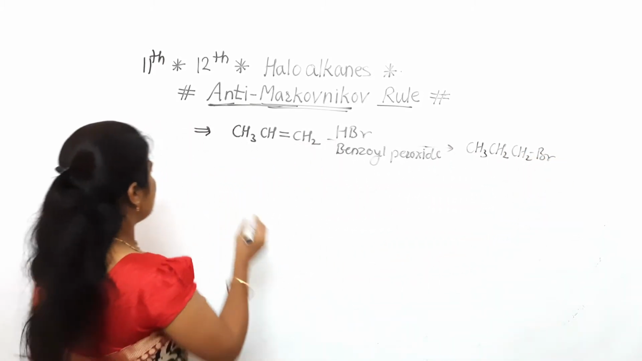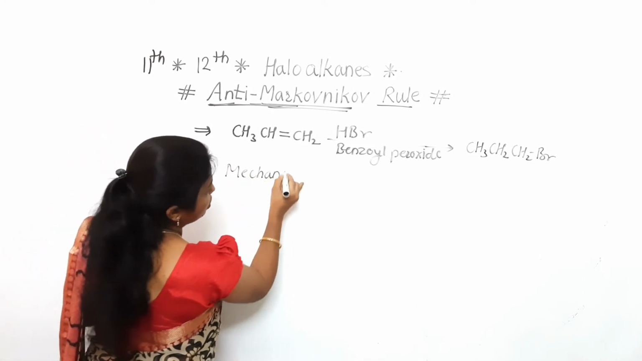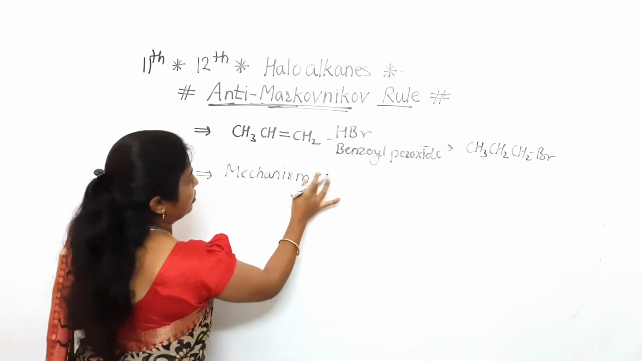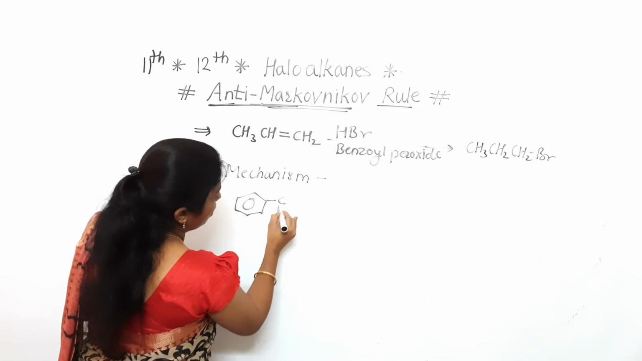Now we are going to discuss the mechanism. Before going directly to the reaction, we should know the steps. So firstly, benzoyl peroxide forms the radical.